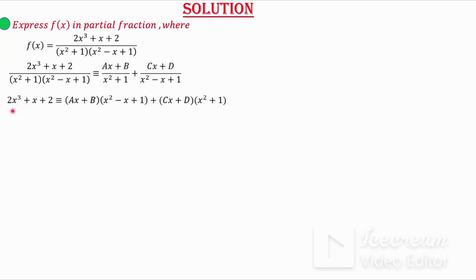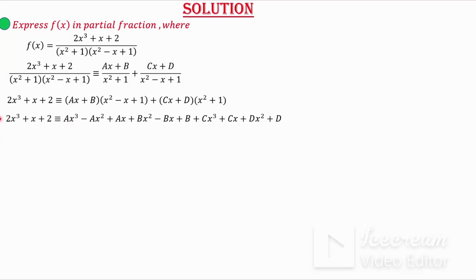Further simplifying, we obtain 2x cubed plus x plus 2 equivalent to (ax plus b) times (x squared minus x plus 1) plus (cx plus d) times (x squared plus 1). We obtain this by simply looking for the LCM on the right hand side, and the LCM on the right hand side is simply this same value. Once we simplify, we see that 2x cubed plus x plus 2 will be equivalent to (ax plus b) times (x squared minus x plus 1) plus (cx plus d) times (x squared plus 1).